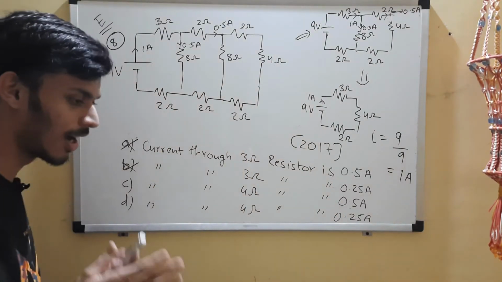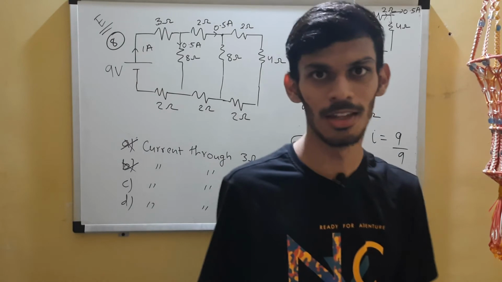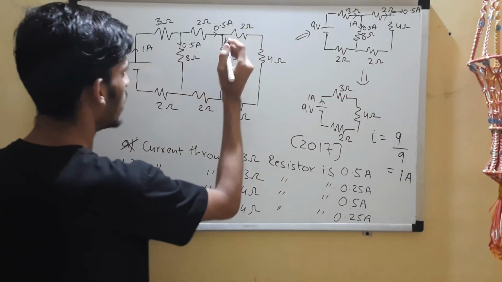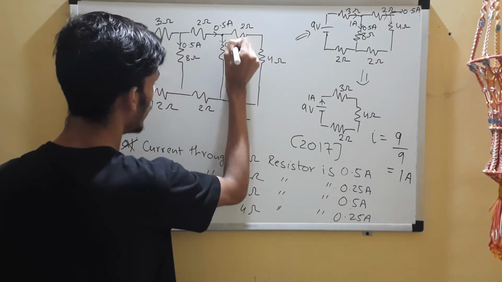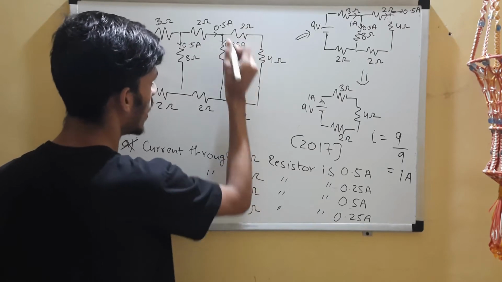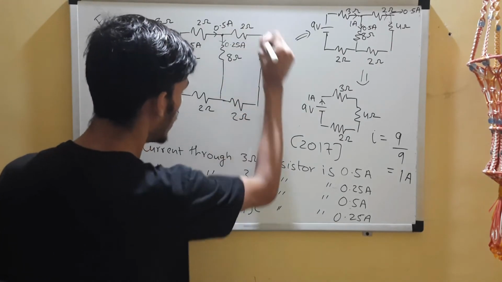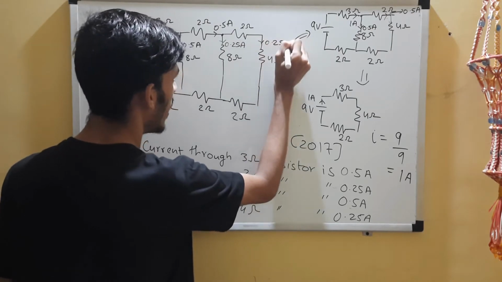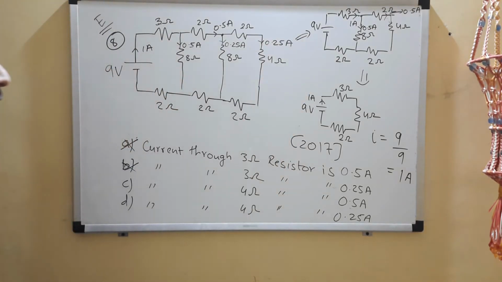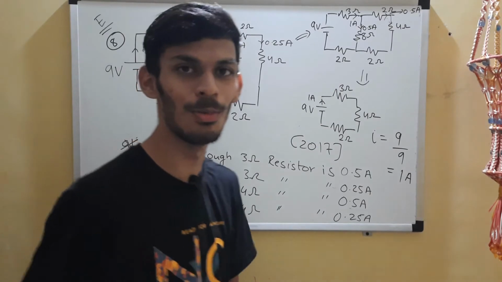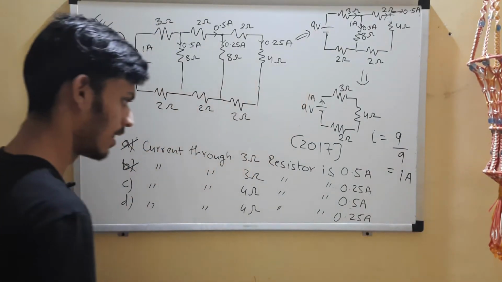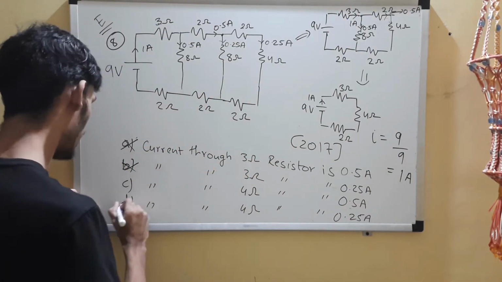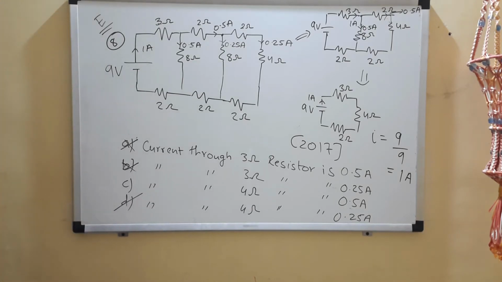So current will again split into halves. It will again split into half and here we'll have 0.25 ampere. And here the current in this branch will be 0.25 amperes. So the current passing through the 4 ohm resistance is nothing but 0.25 amperes. So option D is the correct choice over here.